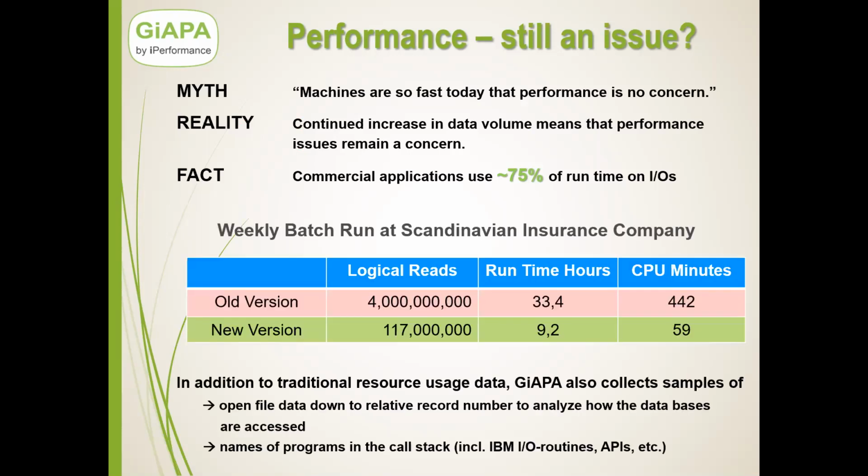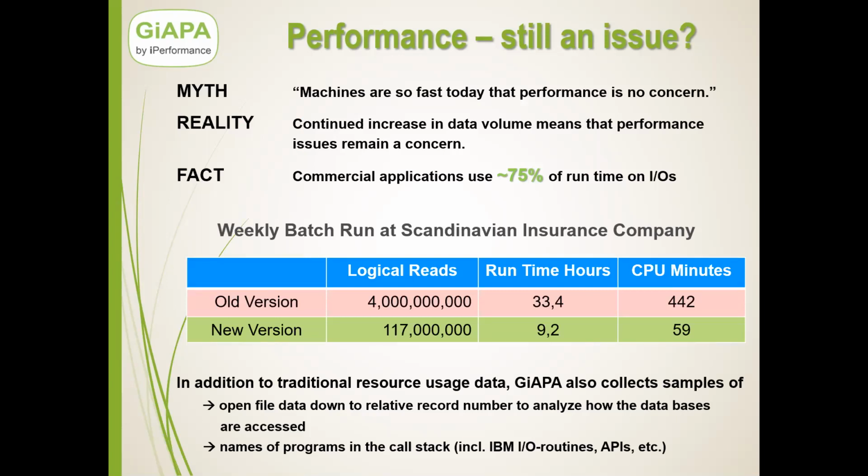IOs are responsible for around 75% of the time used by commercial applications, so any savings here are very rewarding. One example, a weekly batch job made slightly more than 4,000 million logical reads. The number of IOs and the time used could be seen by any performance tools. But with the GiAPA's analysis of how the files were accessed and which records were used, it was evident that the majority of the reads were either inefficient or superfluous. The resulting savings were remarkable.